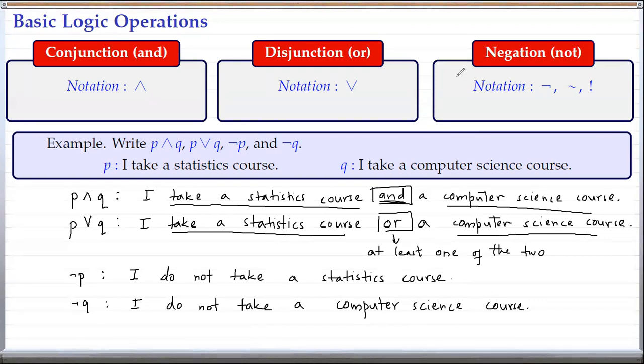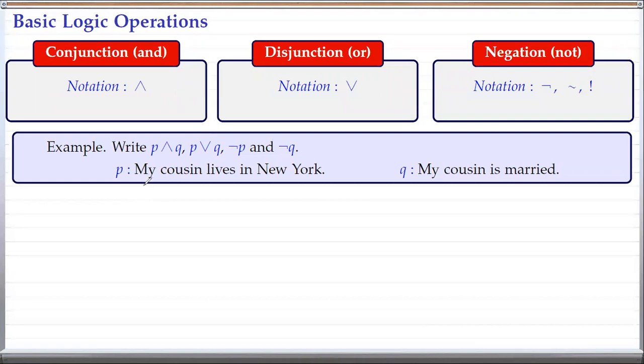Now let's look at the next example. In this case, P is the statement, my cousin lives in New York, and Q is the statement, my cousin is married. We want to write down these combinations of P and Q. The first one, P and Q. So we basically just need to combine these two statements by and. Then I can say my cousin lives in New York and she is married.